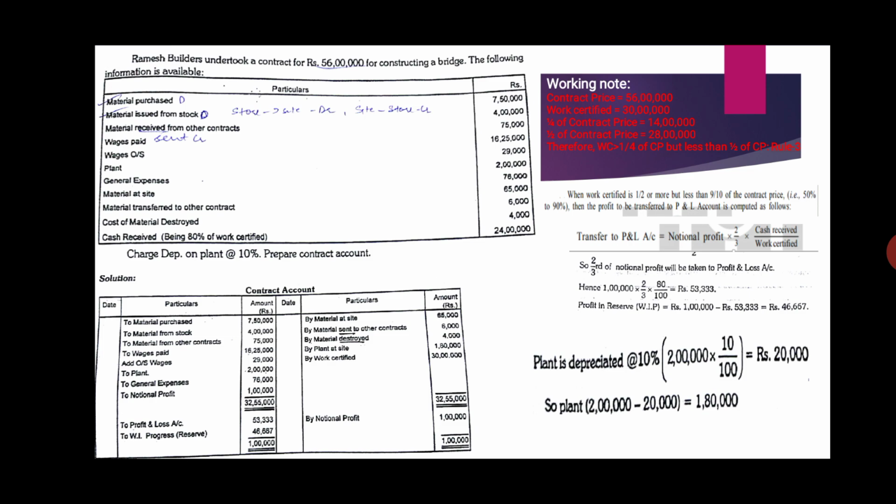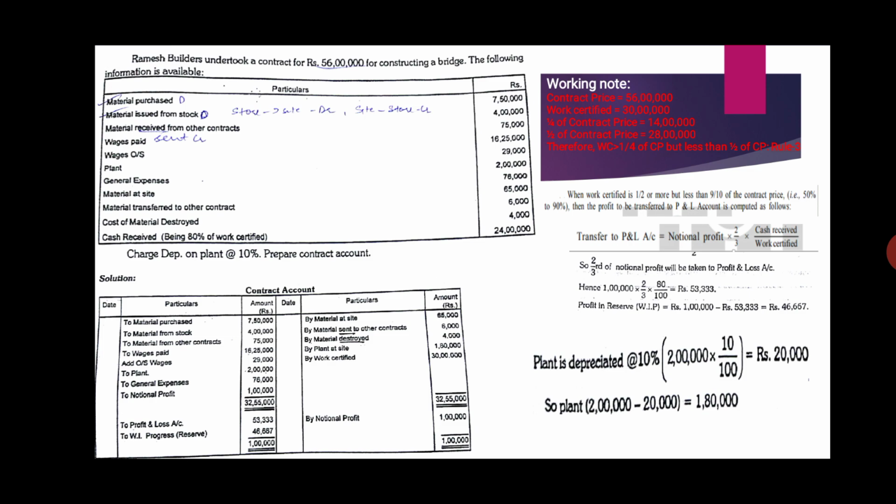Once we have jotted down all the debit and credit items, we are going to find out the notional profit. So notional profit of 1 lakh rupees is a balancing figure. Now, brought down notional profit on the credit side of the contract account as 1 lakh. Now you have to distribute this 1 lakh to two items, the P&L account and the WIP reserve. Now how do they have to be distributed? See the working note 1 which has been highlighted in red.